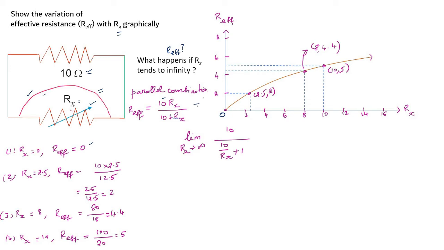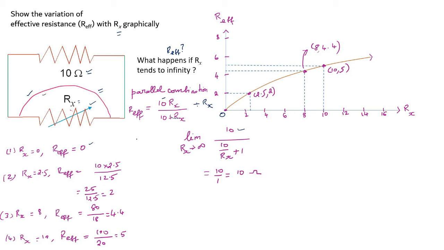Divide both numerator and denominator by Rx. When you divide 10 Rx by Rx, you get 10. The denominator also you divide by Rx, so 10 by Rx plus 1. Now you substitute Rx as infinity, a very high value. Then this would become 0. 0 plus 1 is 1. 10 by 1 is 10. So the value of the limit is 10. So when Rx tends to infinity, R effective will become 10. Right? So this is mathematically explained like this.